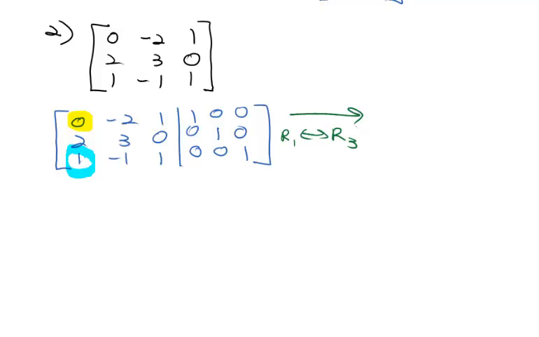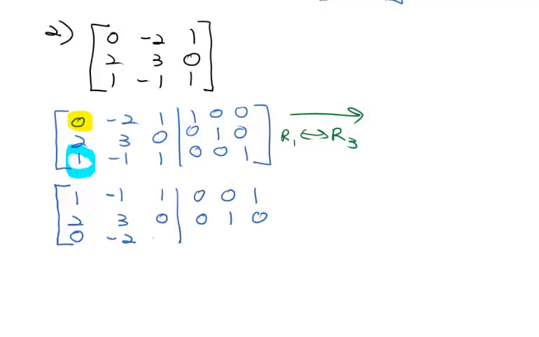I don't think I'm going to have enough space to write 2 matrices on one line, so we're going to use up a lot of white space here. So swapping row 1 and row 3, now the top row is 1, negative 1, 1, 0, 0, 1. The middle row is still the same, 2, 3, 0, 0, 1, 0. And the bottom row is now 0, negative 2, 1, 1, 0, 0.